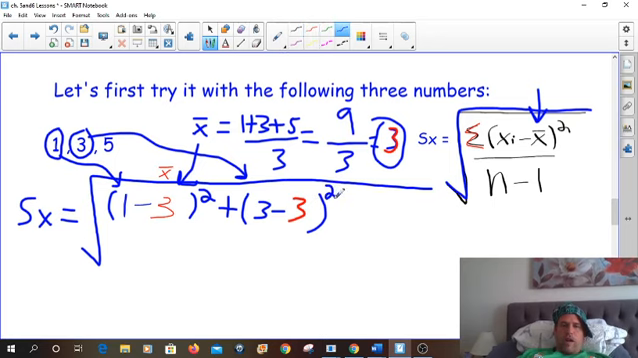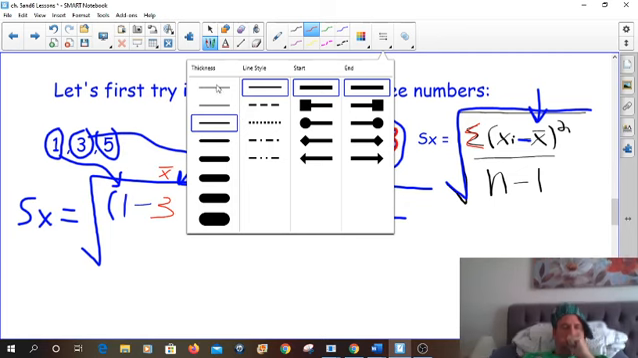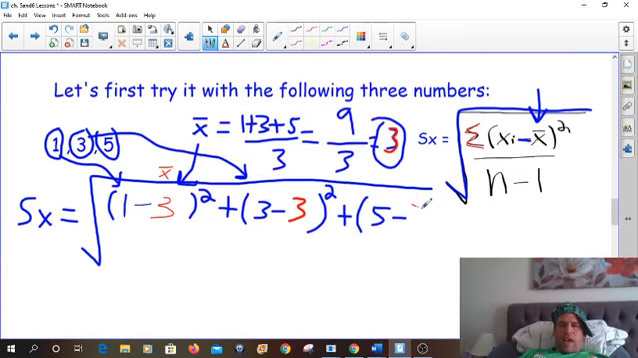Then all squared, plus our last number. Our last number is 5, so we bring 5 there next. Again, following the formula, minus the average. The average is 3, all squared.